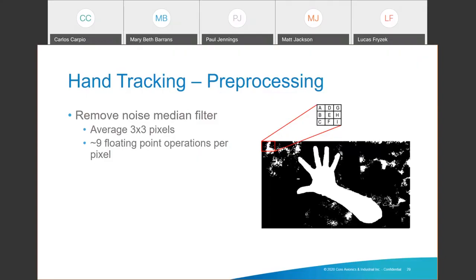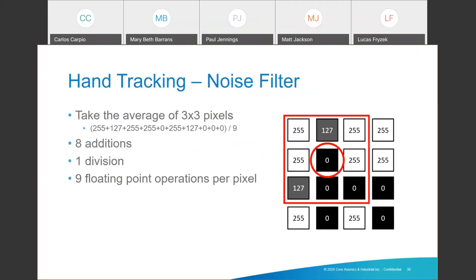And this results in about 9 floating point operations per pixel. The reason it's 9 floating point operations per pixel is the fact that we're doing 8 additions and 1 division. So here we can see an example of how that math is actually working out. We have a 3 by 3 area of pixels. We're going to add up all the individual pixels in that area and then divide the result by 9, which is the number of pixels in that block. So 8 additions, 1 division is 9 different floating point operations.